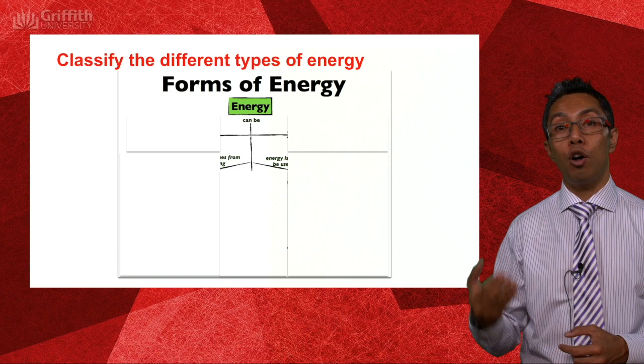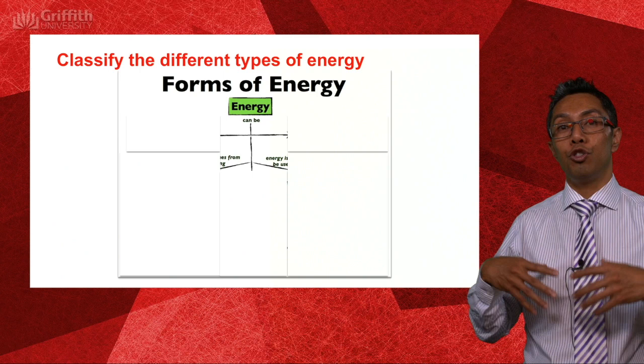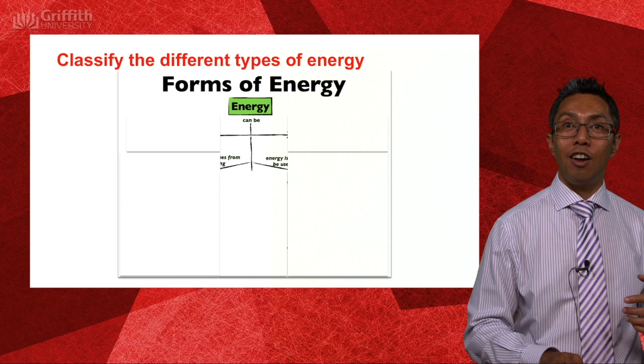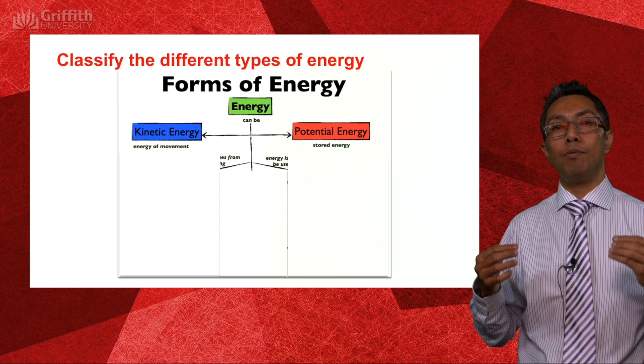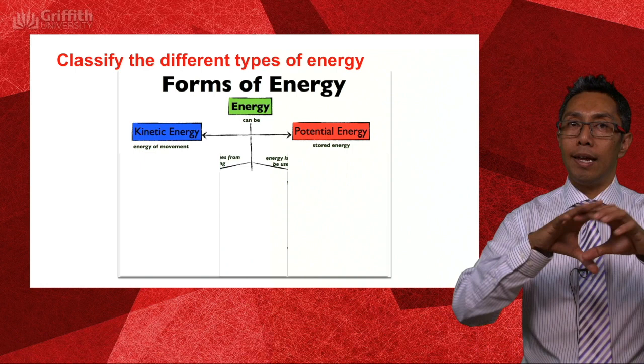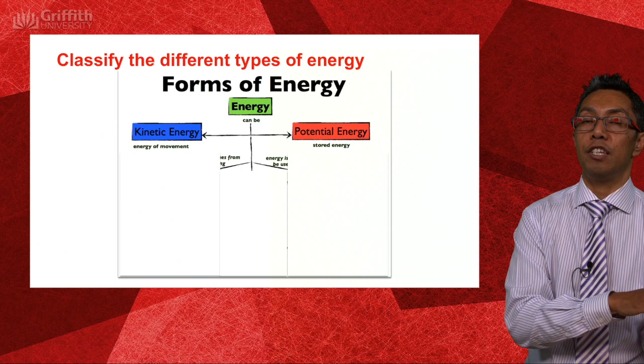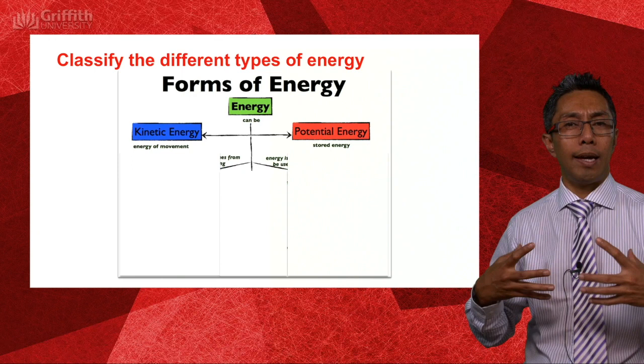Now, I'll be using a concept map later on in this lecture to demonstrate how to summarize a video on the fly, so you're not constantly pausing the video. But in the meantime, let's look at a traditional static concept map. Now, energy broadly falls into two main categories, kinetic energy and potential energy, okay? So kinetic energy is a category of energy, and anything which is moving, we classify as kinetic energy. Whereas potential energy is energy which is stored in some fashion.